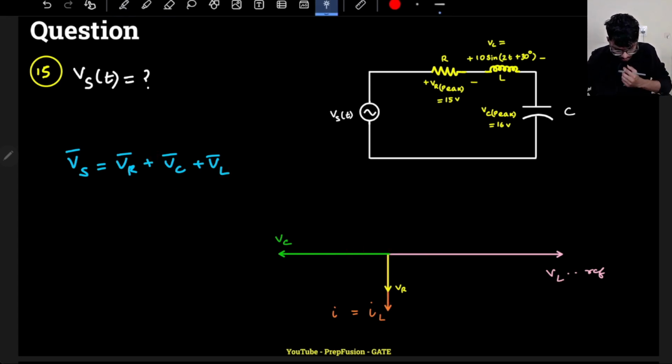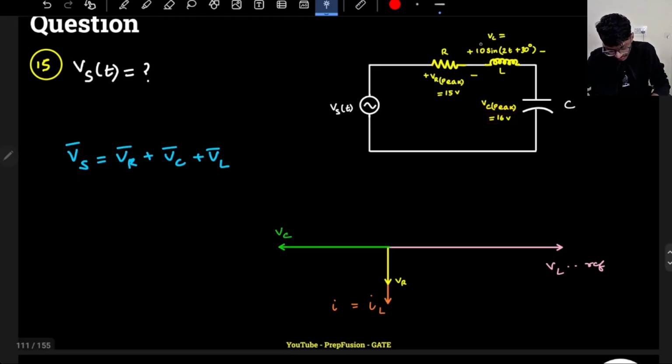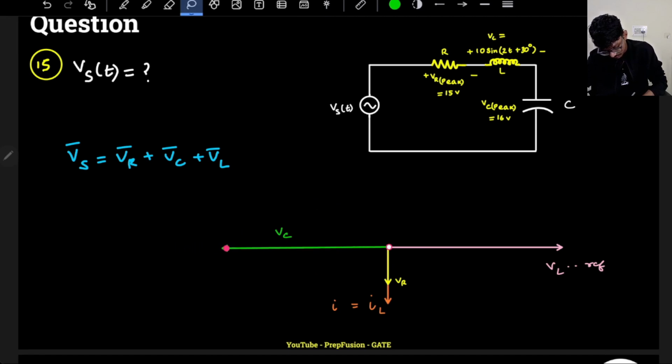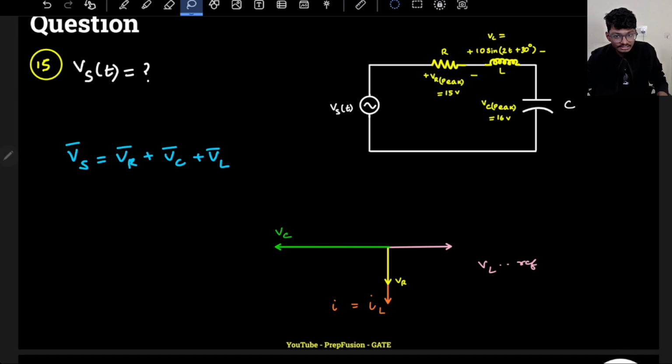Okay, so what I observe is peak value of Vc is 16 and peak value of VL is 10. So of course Vc will have higher length or size, so Vc will be high. So I can assume Vc to be here and VL to be a bit lower, so VL will be here. So ultimately it will behave as a capacitive circuit. It will not behave as an inductive circuit.